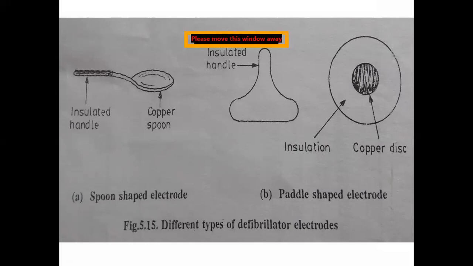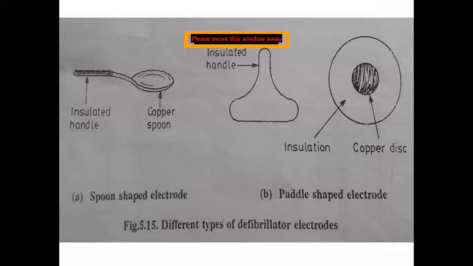There are different applying methods. How can we apply these electrodes? These electrodes are nothing but the external defibrillator. These paddle shaped electrodes are used for external defibrillation. For internal defibrillation, we use spoon shaped electrodes. For external defibrillation, we use paddle shaped electrodes.